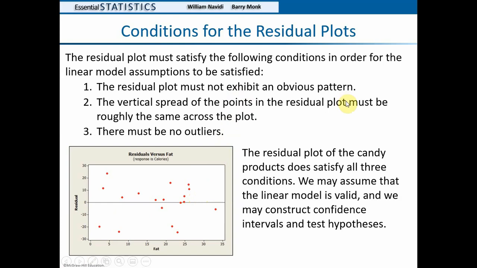Okay, so the residual plot of the candy products does satisfy all three conditions. We may assume that the linear model is valid, and we may construct confidence intervals and test hypotheses about beta 1. There's only one that we're going to be concerned about as we go forward.